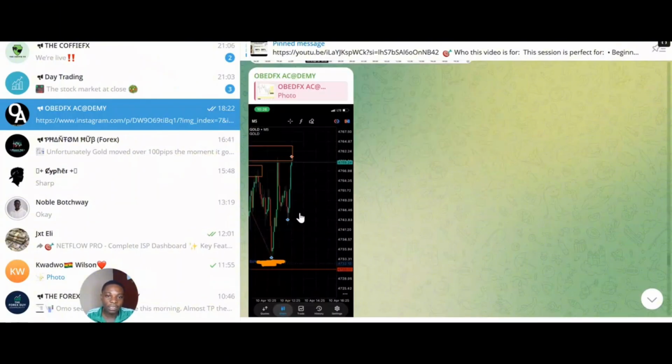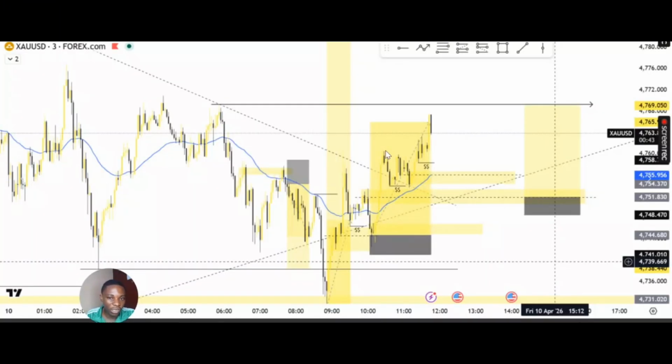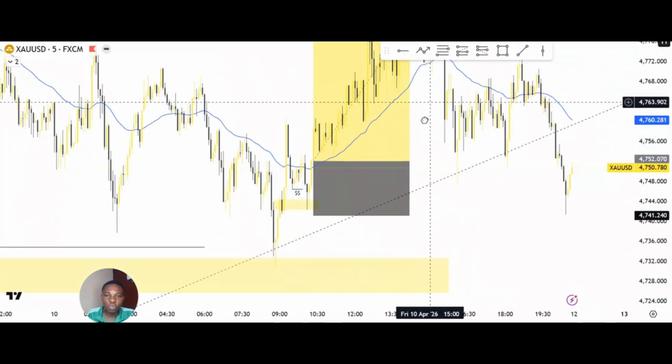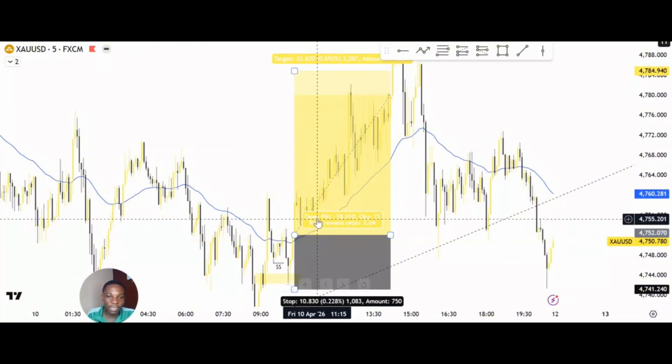Price tapped that in. You see, I even hesitated here because I knew there was a break of structure to the upside, which left liquidity. But the retracement couldn't tap in before the move to the upside, so we missed that trade. So this is how we missed that trade. This was a simple setup on XAUUSD. This one was sent to the Telegram community.